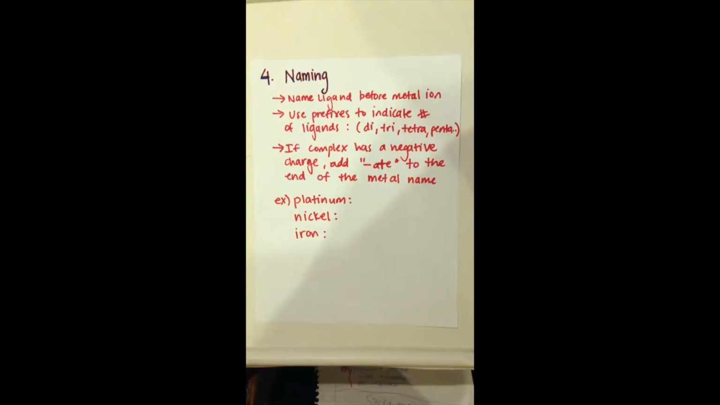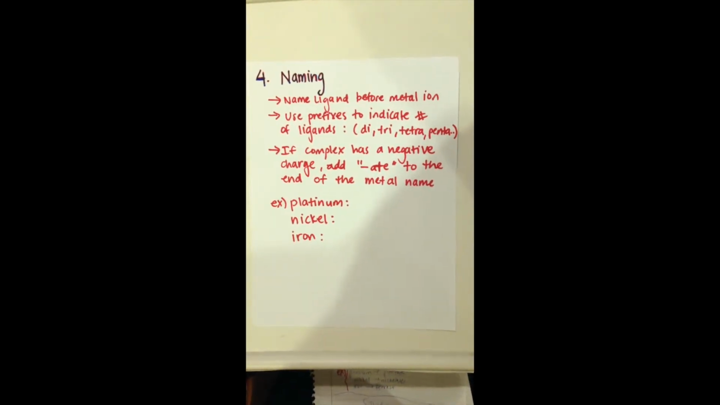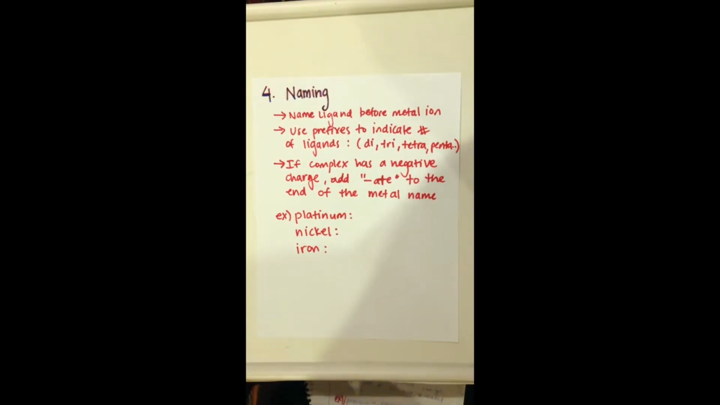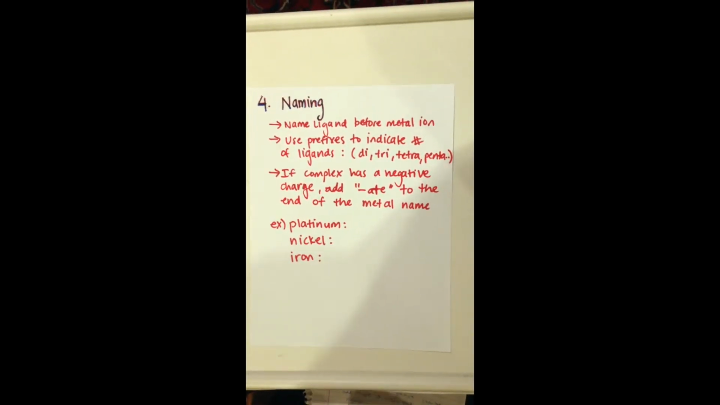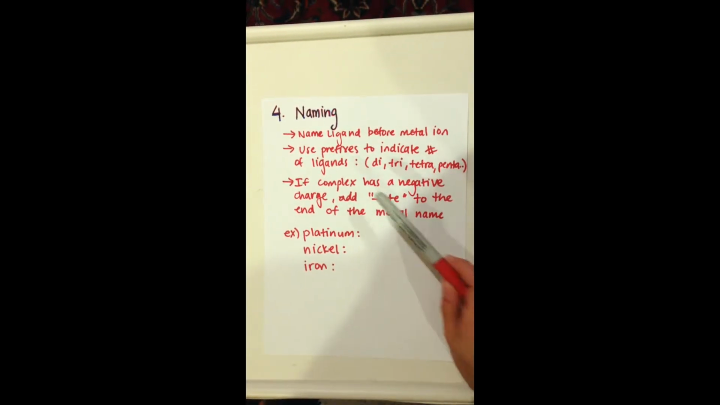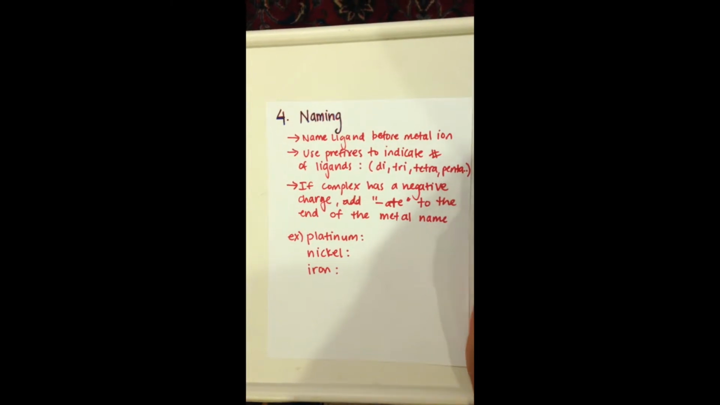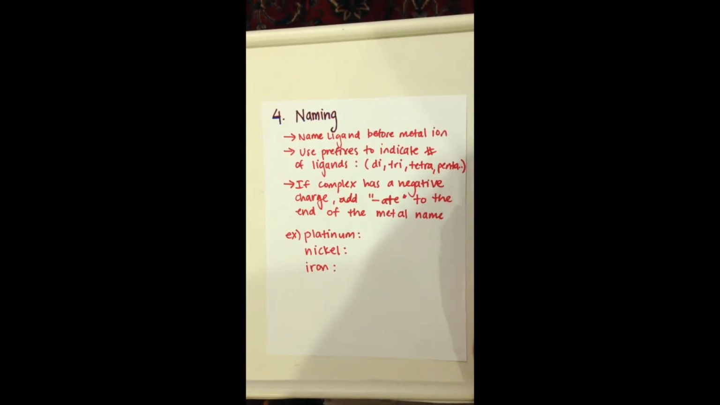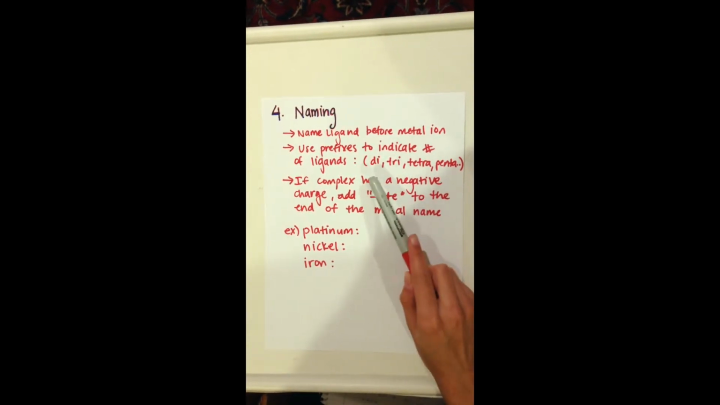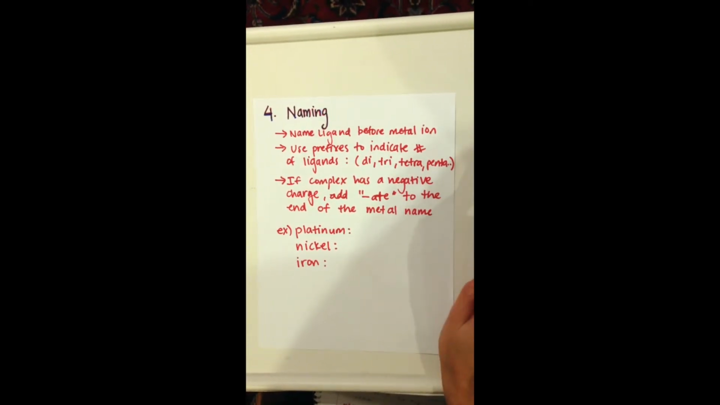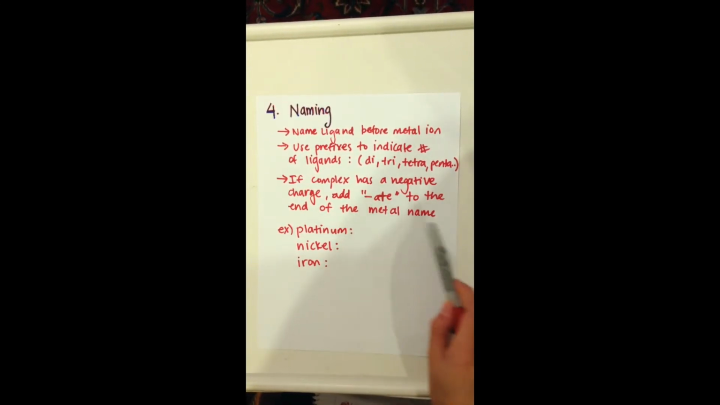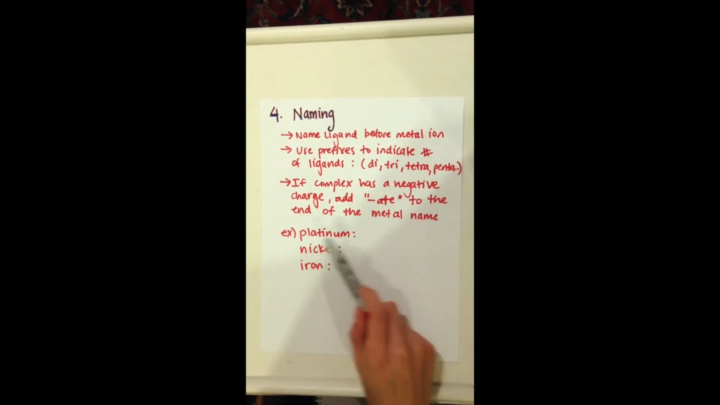The last concept we're going to cover is how to name coordination compounds. When naming, you want to name the ligand before the metal ion. You also want to use prefixes to indicate the number of ligands, using di, tri, tetra, penta, hexa. However, if the ligand name already has a di or tri in it, you would use bis, tris, tetrakis, and so on. If the complex has a negative charge, you would add ate to the end of the metal name.